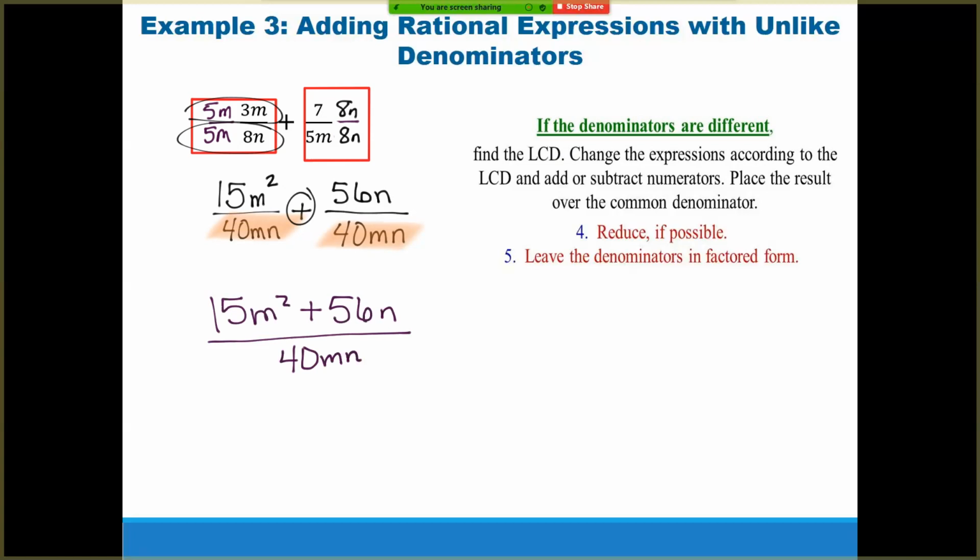Then I have to reduce if possible. Can I reduce 15, 56, and 40? Nope. Then you have to look at your variables. Do all three terms have the same variables in them? No, so the first one doesn't have an n. Second one doesn't have an m, so we can't reduce. So this does not reduce. This is actually your final answer.